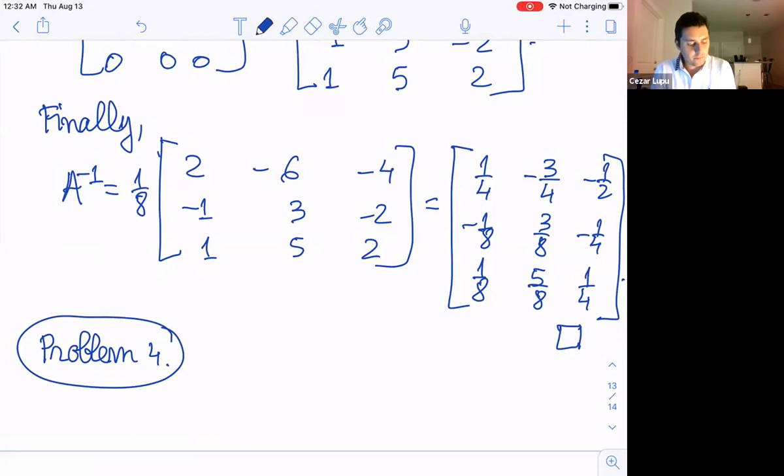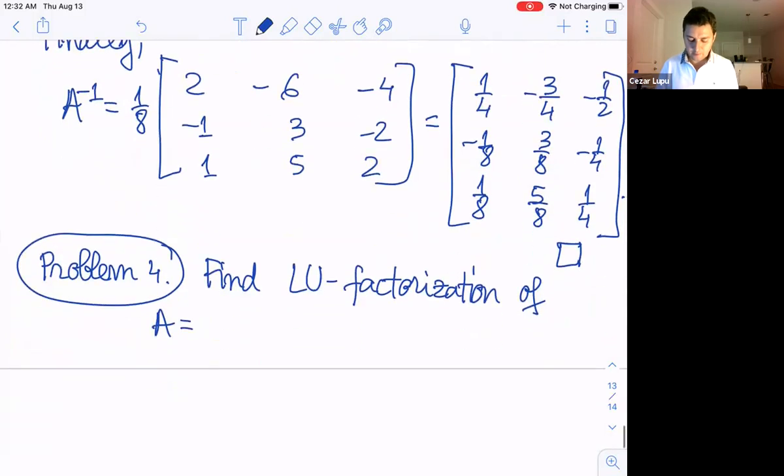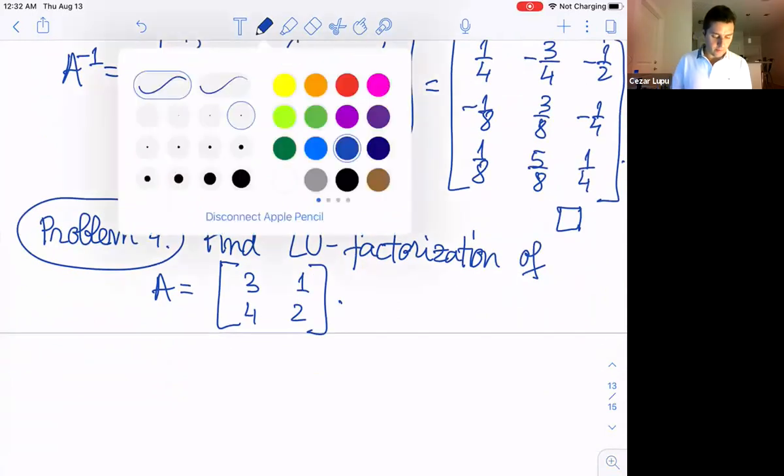Problem number 4, well, it was the following. We need to find the LU factorization of this 2 by 2 matrix, which is 3, 1, and 4, 2. What is an LU factorization? Well, let me remind you.